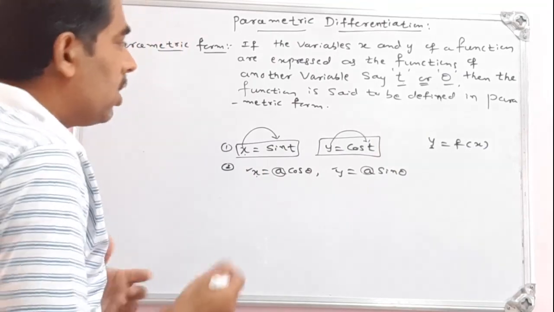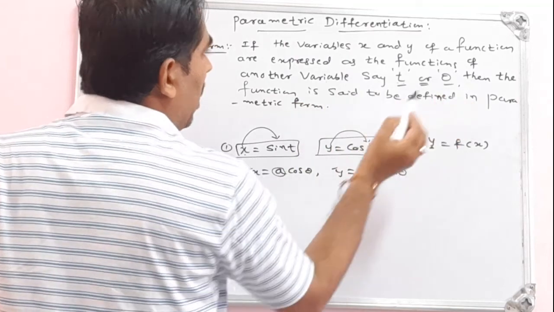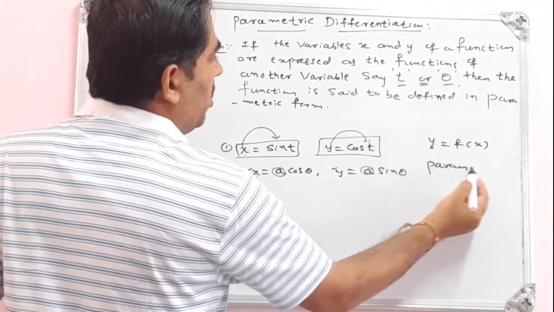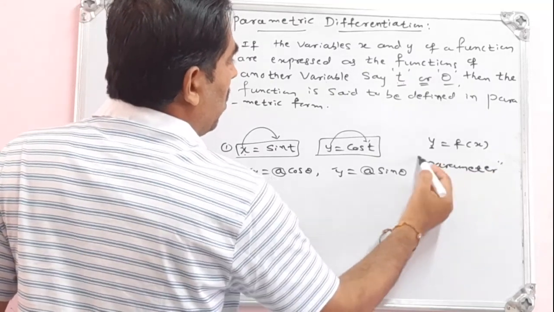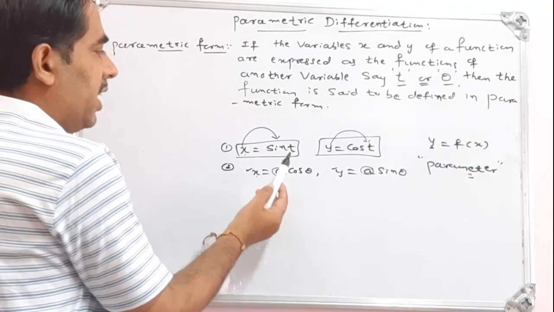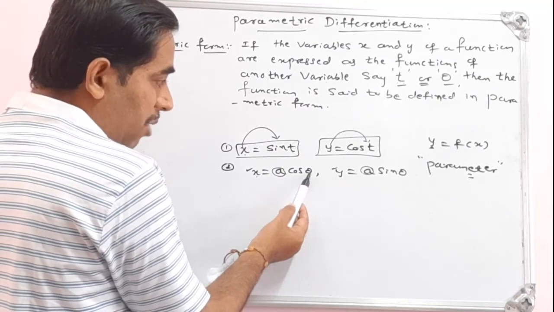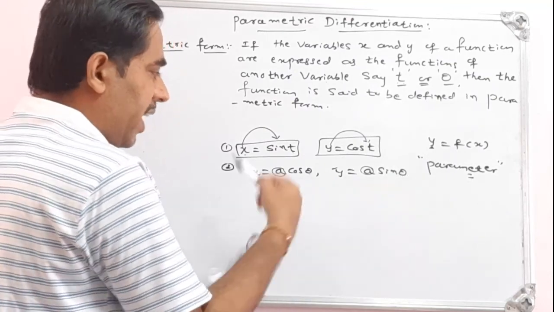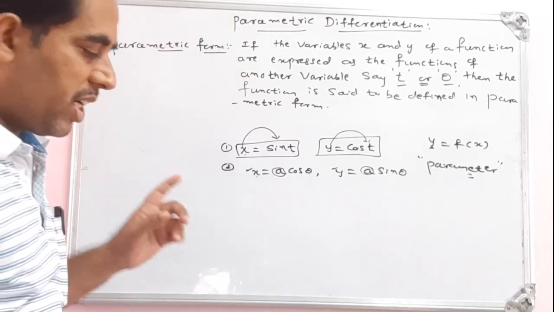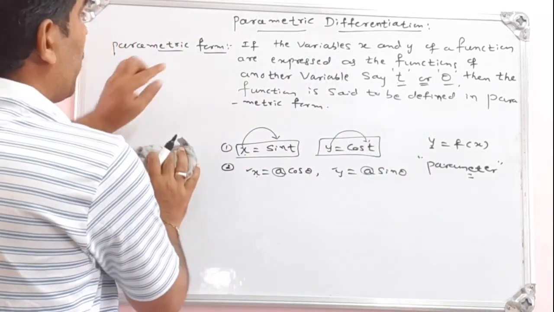This other variable, t or theta, is called the parameter, in terms of which we express the dependent and independent variables. Here t is called the parameter because x and y are expressed in terms of t. In the other example I used the notation theta, so x and y are expressed in terms of theta, and theta is called the parameter. So what is the method we follow to differentiate such functions?